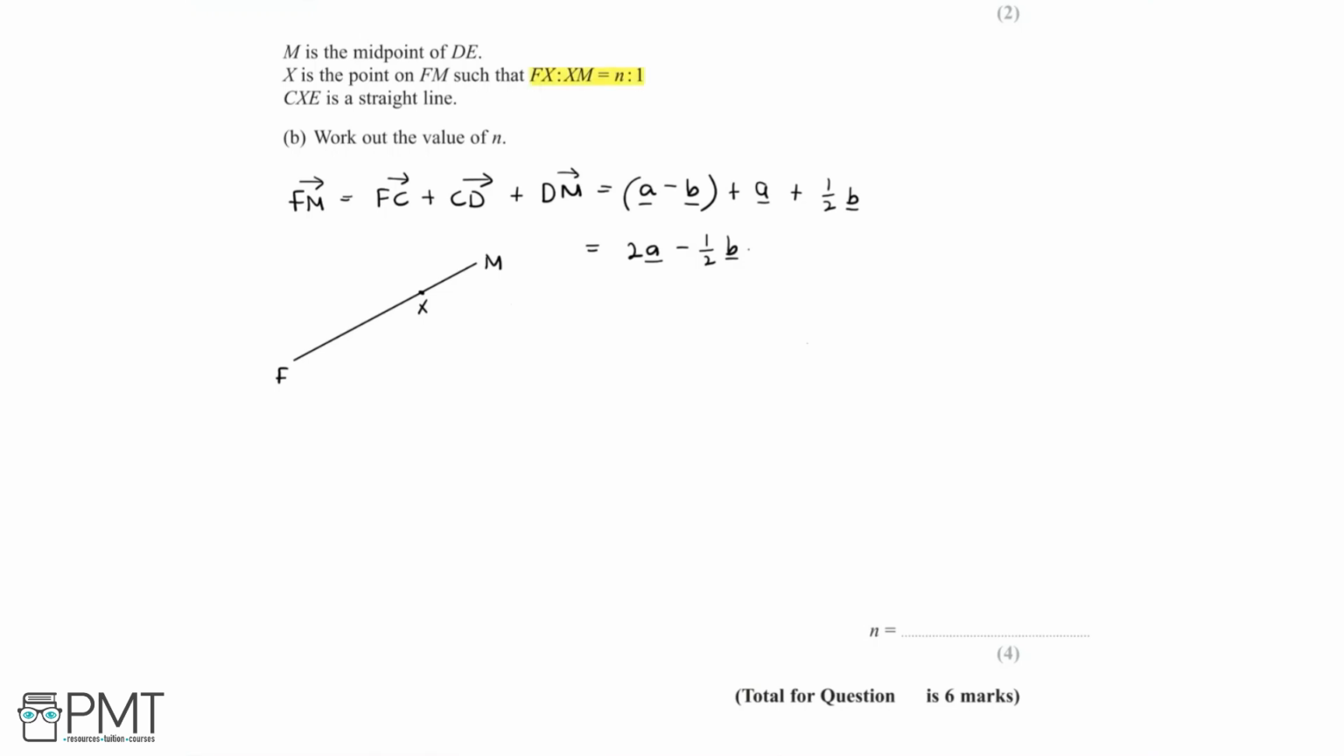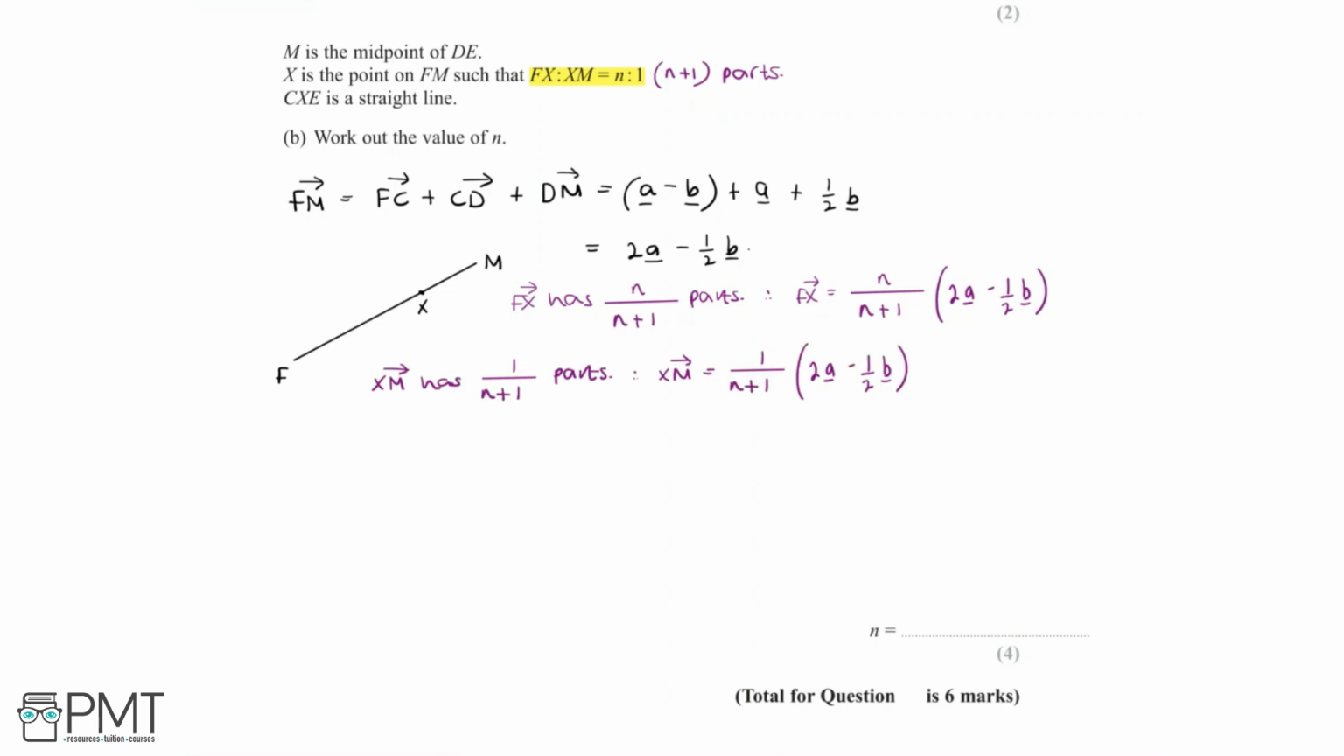Now, using this ratio, we can say that there are a total of n plus 1 parts. And so we know that FX has n of these parts, and XM has 1 of these parts. Now, given that the total value, FM, is equal to 2A minus half B, and FX has n of these parts, we can say that the value of FX is n over n plus 1, multiplied by the total of 2A minus half B. And so applying the same principle to XM, we know that XM has 1 over n plus 1 parts. And so we can say that the vector XM is 1 over n plus 1, multiplied by the total of 2A minus half B.